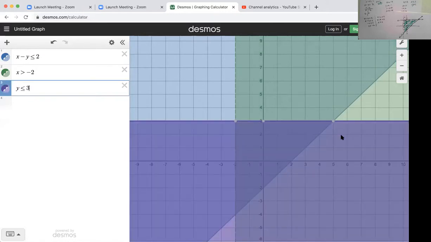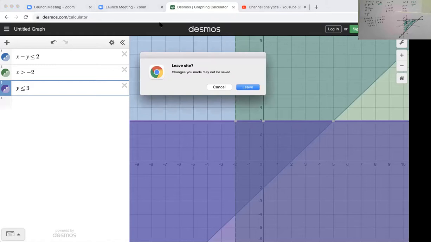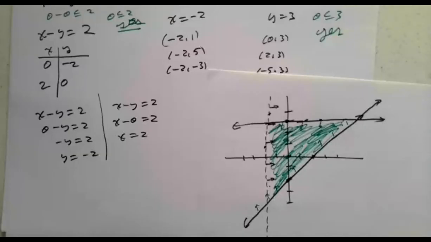So what's common to all three of those? This darkest region right here, this triangle, is what's common to all three. Solid line here, and a dotted line there. And that'll do it.